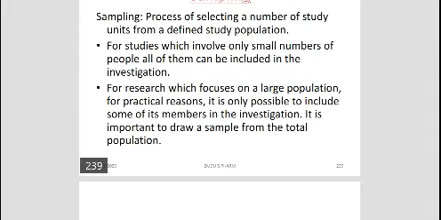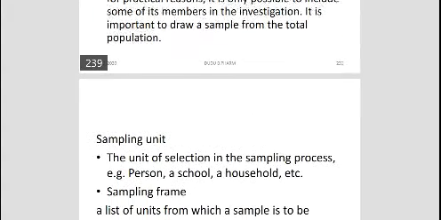So for research which focuses on a larger population, for practical reasons it is only possible to include some of its members in the investigation. It is important to draw a sample from the total population. So the population is large, but you can take a few that are enough to bring a result that will represent many. So we say that act is sampling, that you have done sampling there.